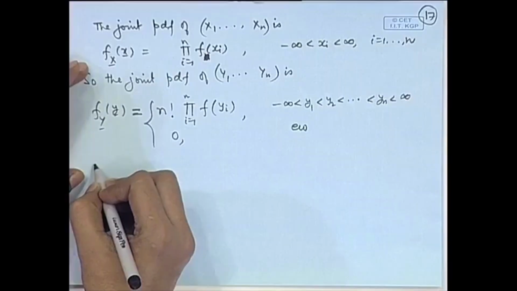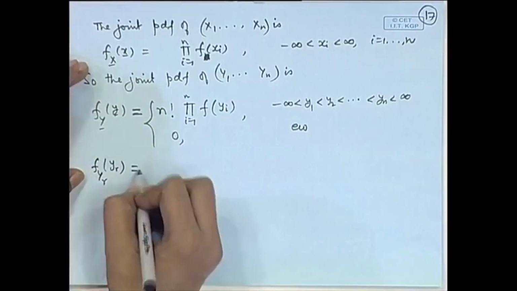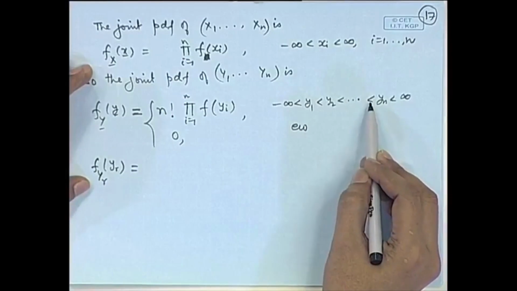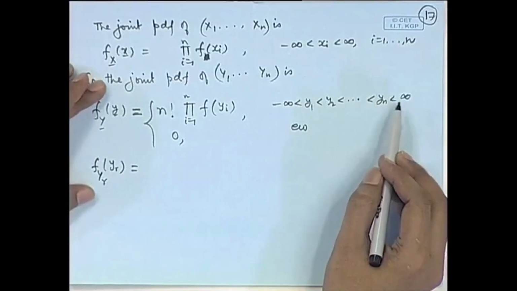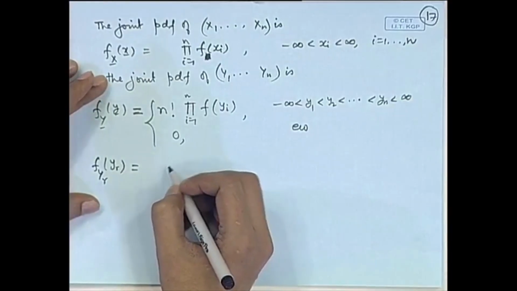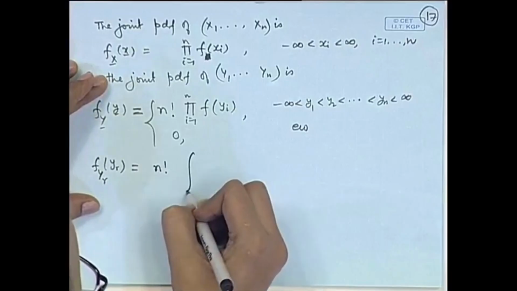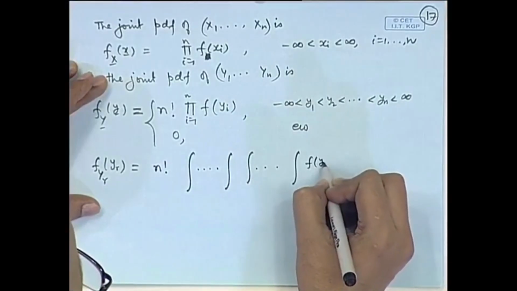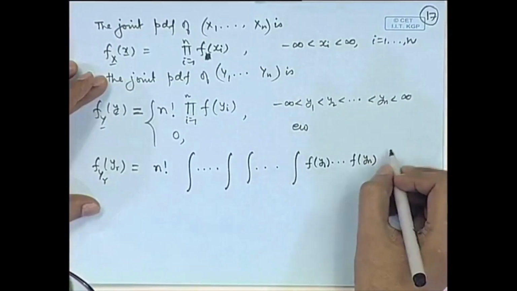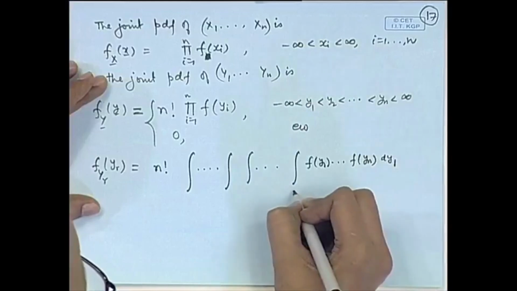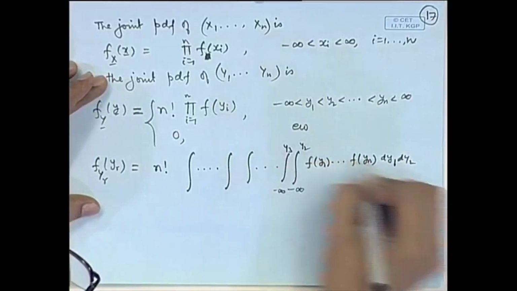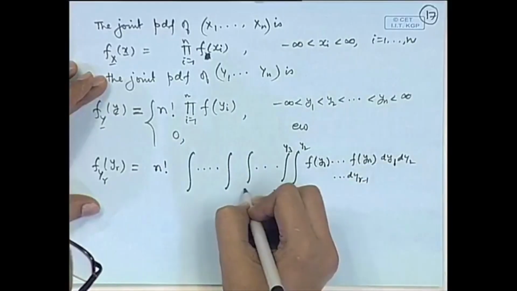Now, suppose we are interested in the distribution of, say, the rth order statistic, say f(yr), then we need to integrate out y1, y2, up to y(r-1) and y(r+1), y(r+2) up to yn. So, we can devise a scheme for integration. It will be the integral of f(y1), f(y2), f(yn). So, we can integrate with respect to y1 from minus infinity to y2, with respect to y2 from minus infinity to y3, and so on up to y(r-1) from minus infinity to yr.